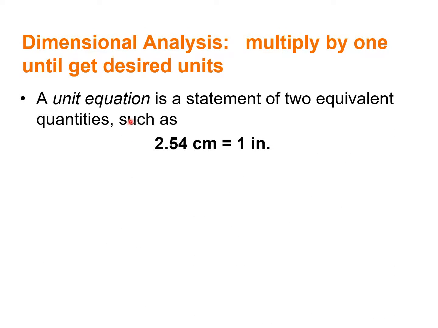So what you do in dimensional analysis is you multiply by 1 until you get the desired unit. What do I mean by multiply by 1? You don't really multiply by 1 multiple times. It's not really 1. But what you do is you write out a unit equation. So here's a unit equation. We know that 2.54 centimeters is equal to 1 inch. So this is equivalent to that. So this is a unit equation, so that this number is the same as that number.